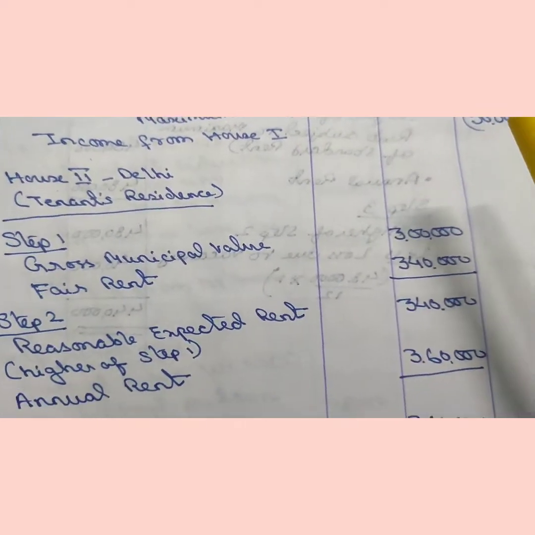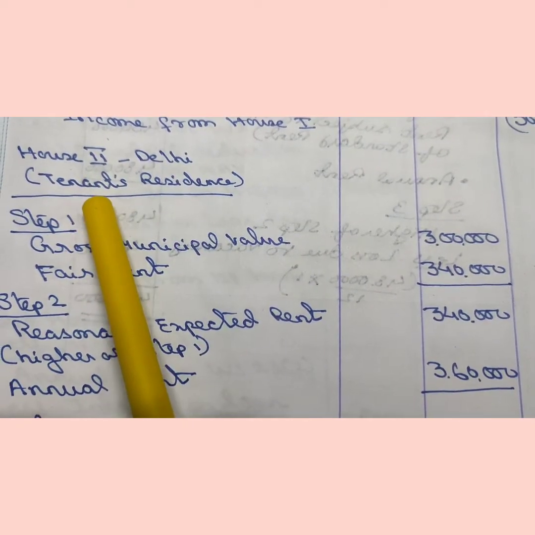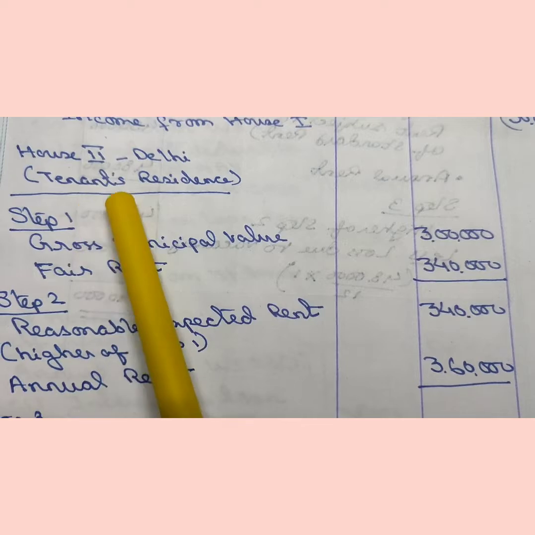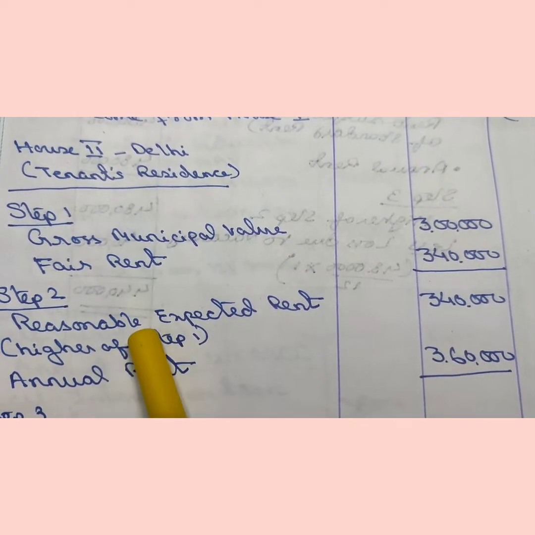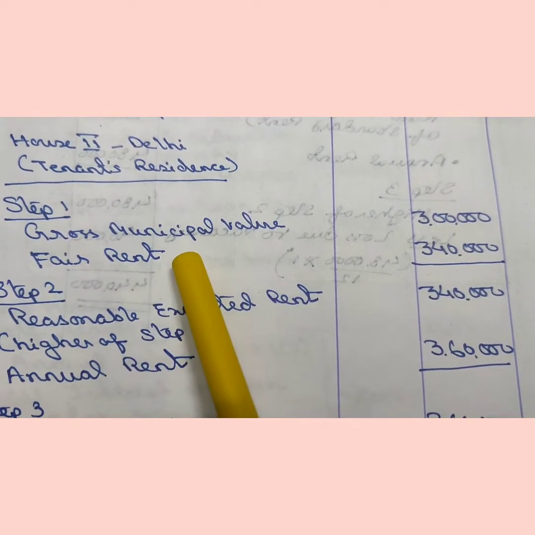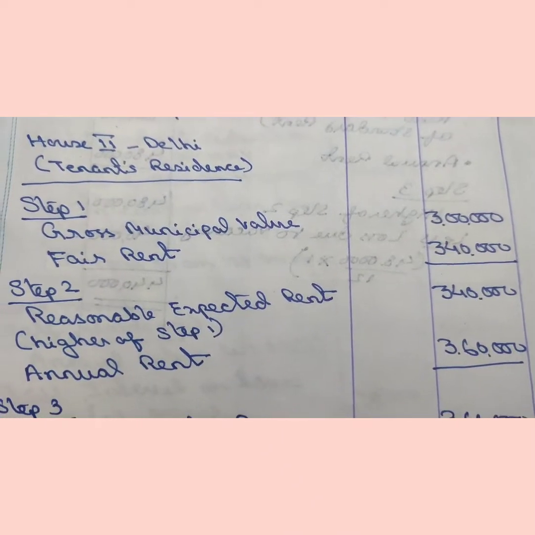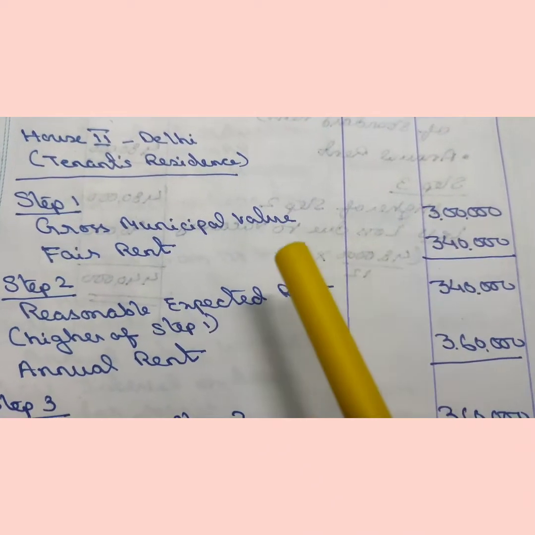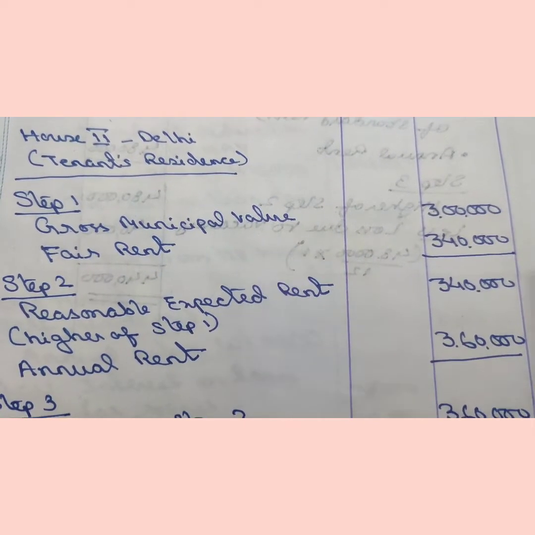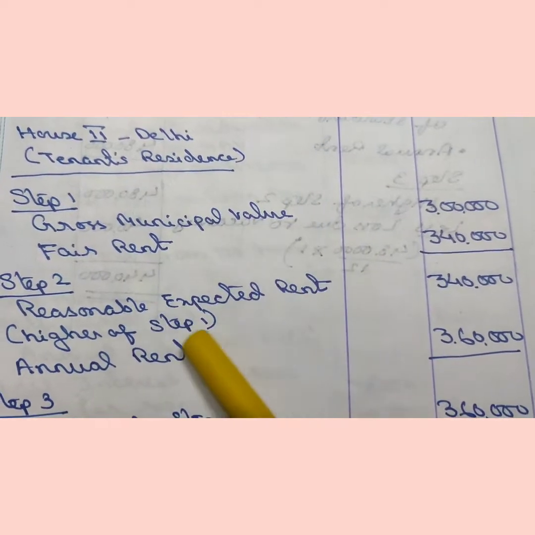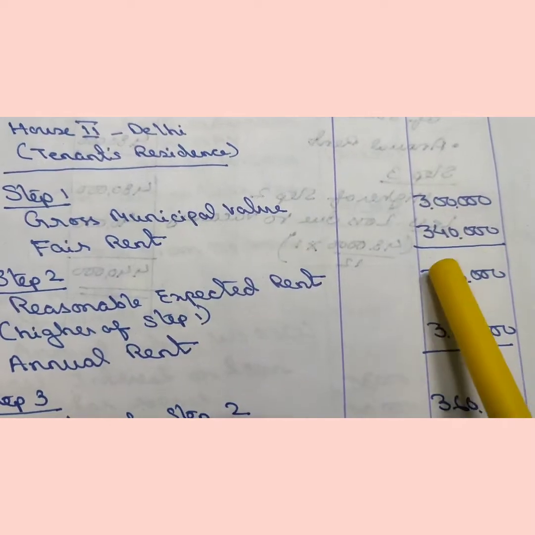Now come to the second house, House 2, the Delhi house. What is the nature of occupancy? It is for tenant's residential purpose. Here we have to compute gross annual value in 3 steps. Either we may compute it as a working note, or it may be computed as a part of your sum. In previous sums, I have done it as a working note. In this sum, I have shown you how to compute this gross annual value in the main question.